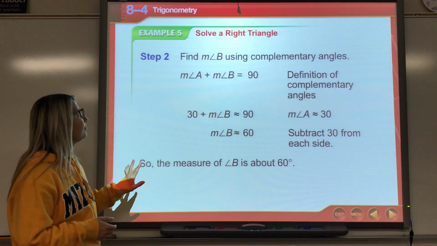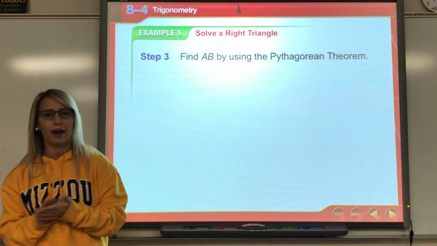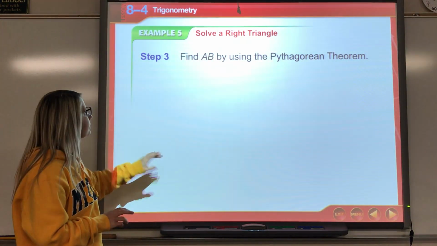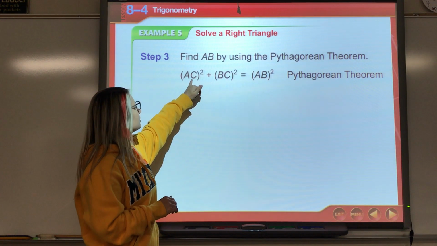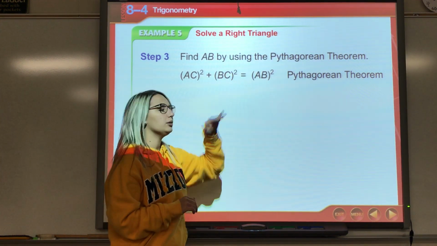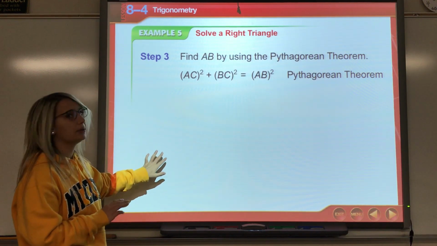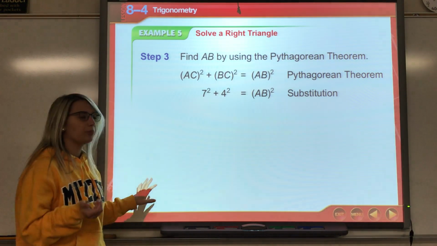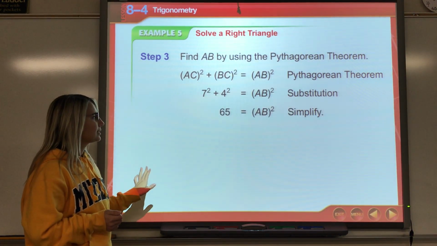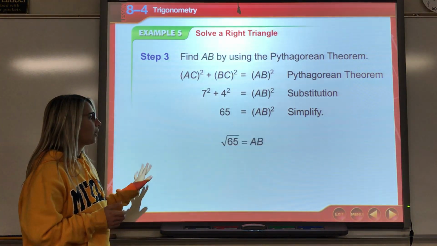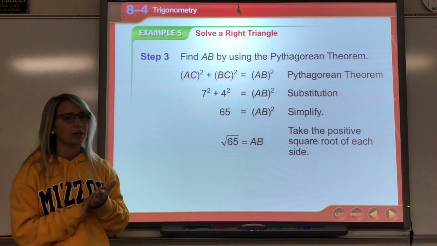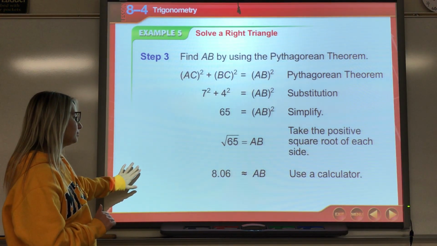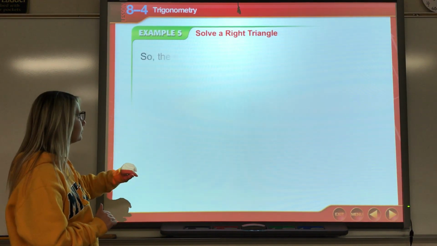Okay, so now we still have to find that missing side, our hypotenuse. And we can just use the Pythagorean theorem to solve that. So we had AC squared plus BC squared equals AB squared. AB was the hypotenuse. So we were given 7 and 4, so we plug those numbers in, and we get 65 equals AB squared. So our actual hypotenuse would be the square root of 65, or about 8.06. Oh yeah, they wanted decimals.